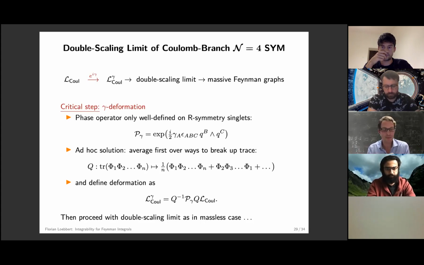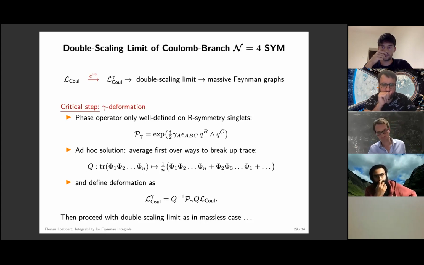And this is what I meant in n equals 4. It's well defined because the dual Coxeter number is 0. And this gamma deformation would be well defined because you have R-symmetry singlets in the Lagrangian, which we don't have on the Coulomb branch anymore. So we have to somehow find a workaround. And what we did was to ad hoc introduce this operator Q that breaks up the traces by averaging over all cyclic permutations of the fields.